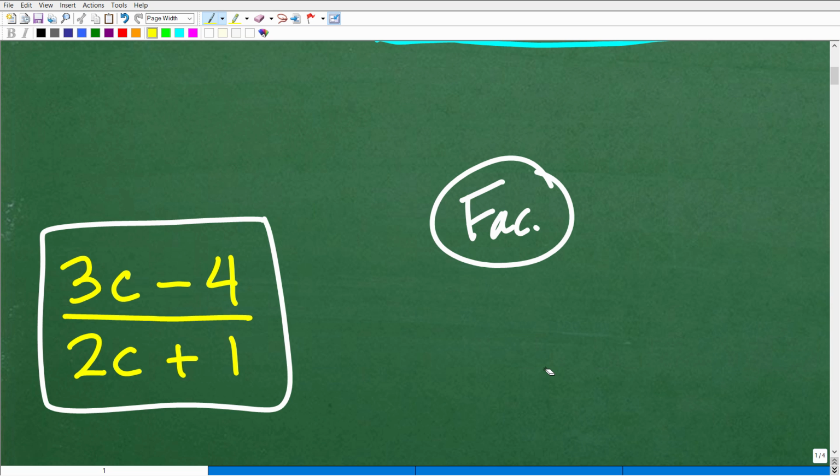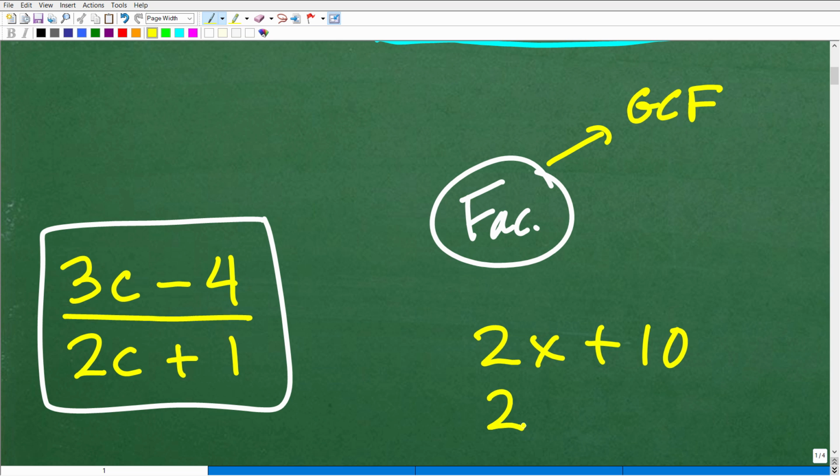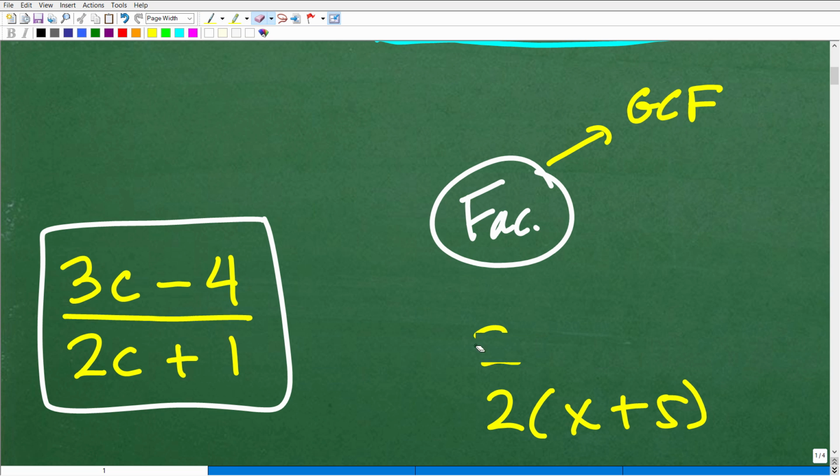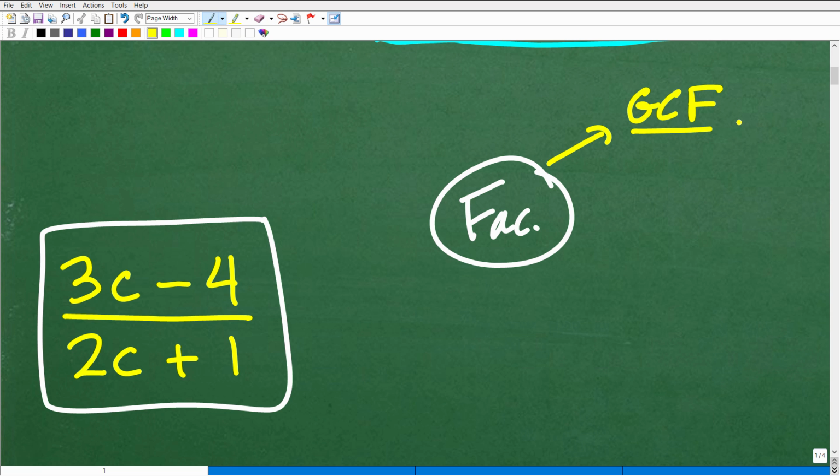It's continuously used. The first thing about factoring that you need to be able to do is factor out the greatest common factor. If you have something like 2x plus 10, you've got to think, oh, I can factor out a 2, so that's 2 times x plus 5. 2 is the GCF. These types of problems are effectively using the distributive property in reverse. You've got to be a pro, professionally trained, if you will, at the GCF.